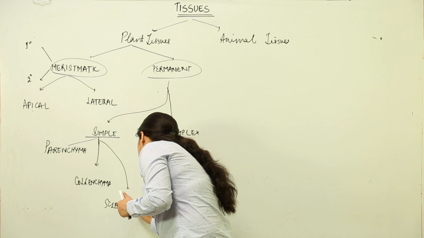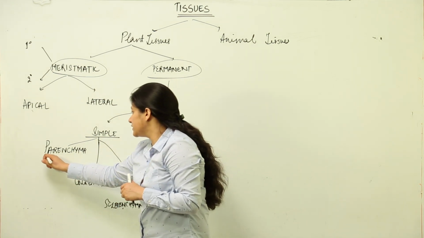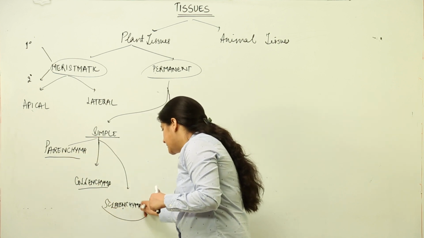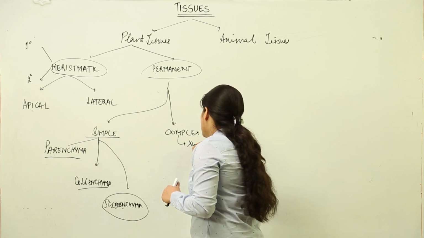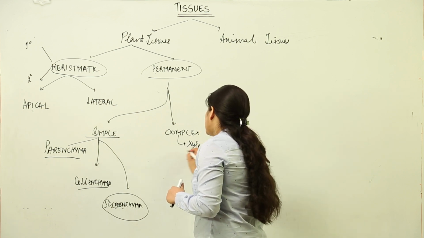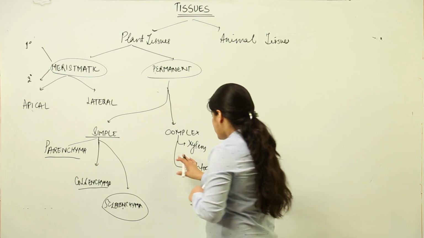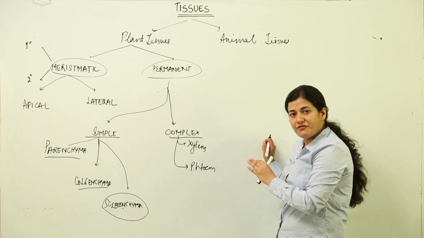Sclerenchyma. I am just introducing you to these terms, so it is easy for you to learn. This is living, this is living, this is dead, okay? Then in the complex tissues we have xylem and phloem. Now, when I talk about complex permanent tissue, they are made up of different types of cells.